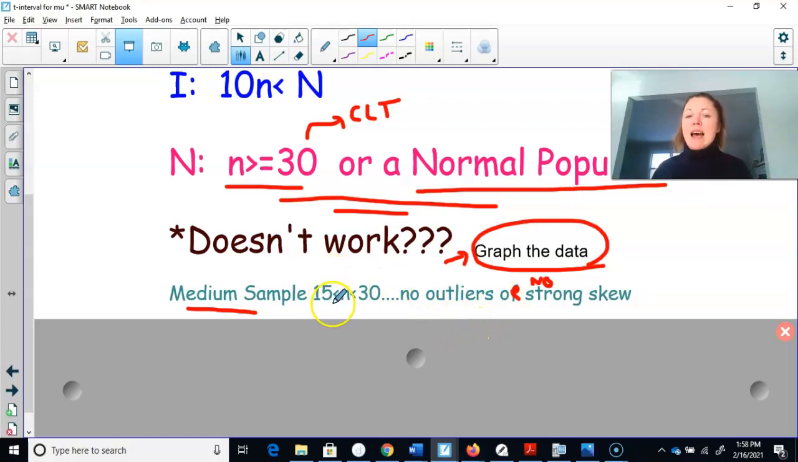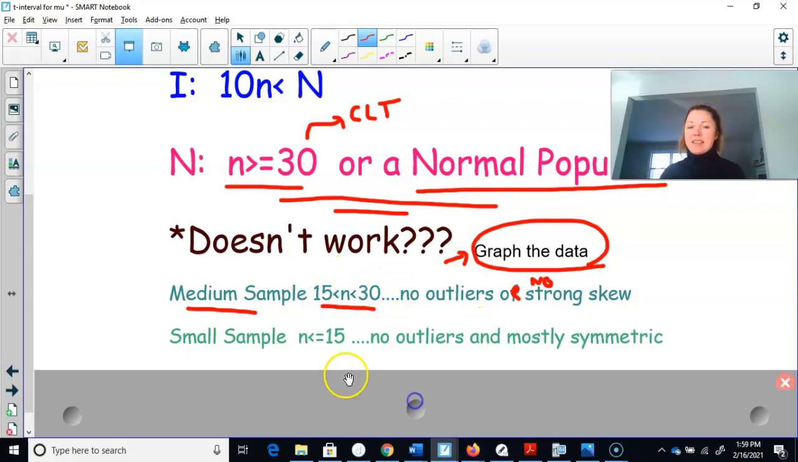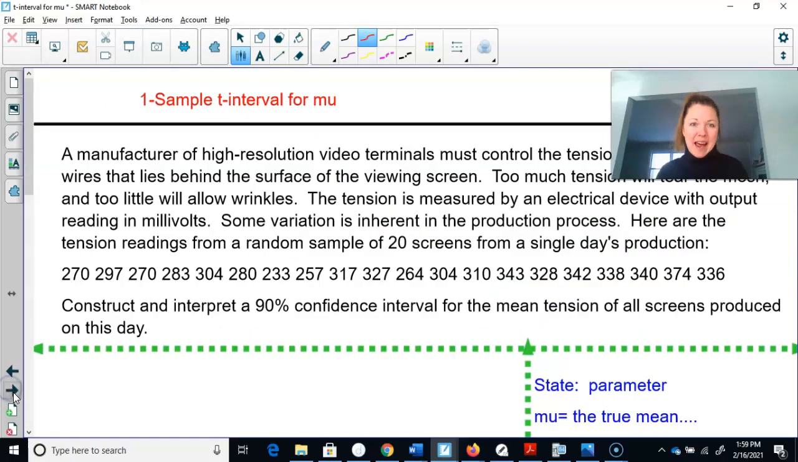Now, what if n is not between 15 and 30? What do we do next? Well, I call that the small sample. Anything where n is less than or equal to 15, we still graph the data. And this time we can have no outliers, and it needs to be mostly symmetric. Again, you'll get comfortable with whether it's mostly symmetric or not by practicing in your homework. Let's get to the good stuff, the actual interval.